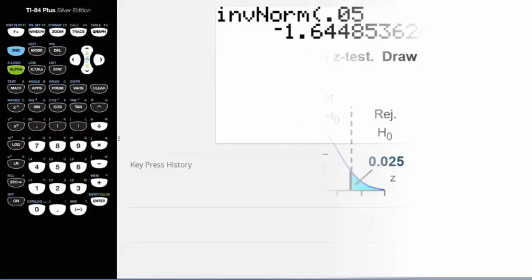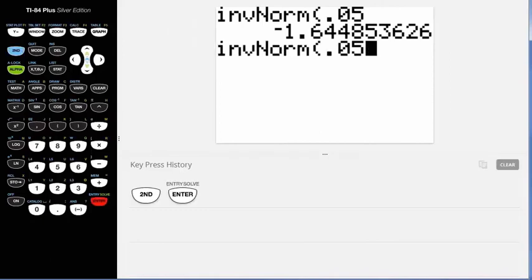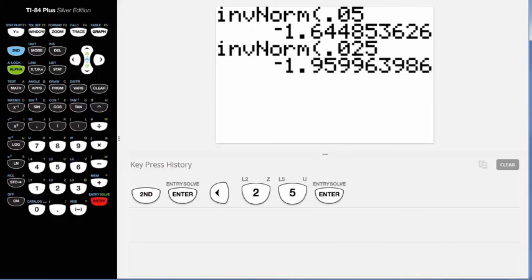Again, going to my calculator, it is symmetric. Second, enter. I can type in 0.025, enter, and I get negative 1.96, which again leads me to my answer of a negative 1.96 and a positive 1.96.